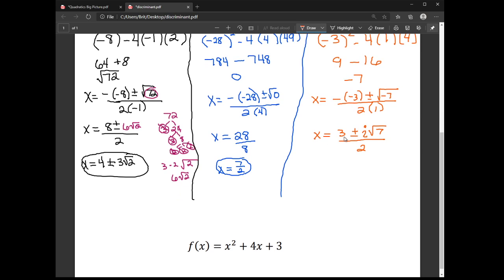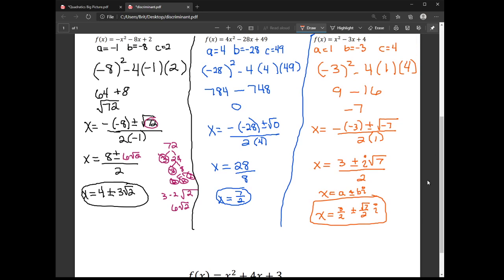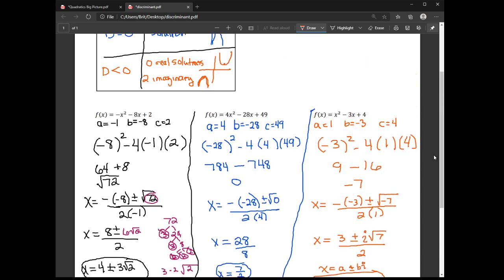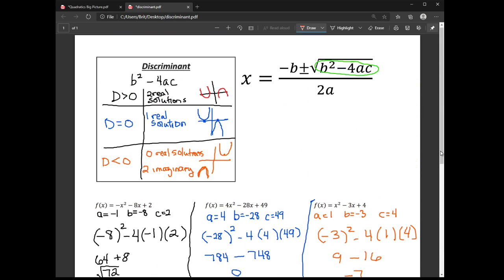And then we normally like to split this into the form x equals a plus or minus bi. So I'm going to split this fraction into 2 terms. So it's x equals 3 halves plus or minus the square root of 7 over 2 i. So those are the 2 imaginary solutions, and you know they're imaginary because they have an i in them. So that is our discriminant and the 3 different forms that you'll see it in.